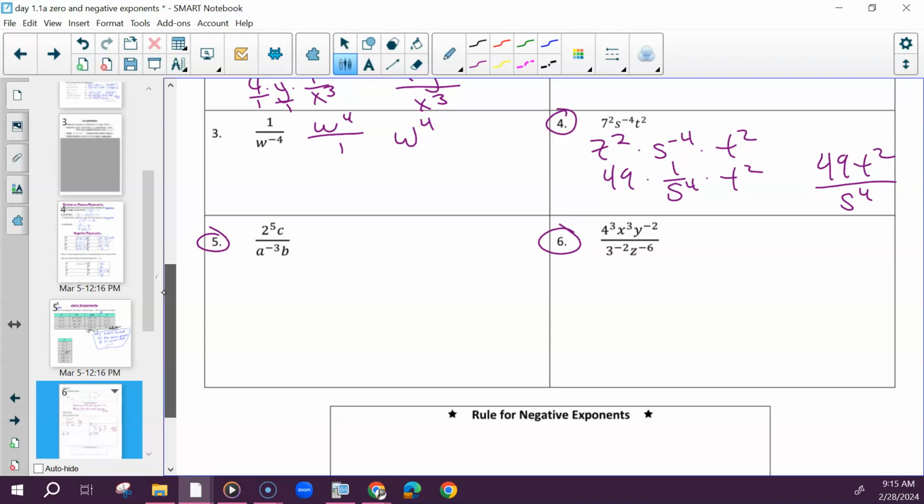I'm going to try to separate less so that we kind of see how this progresses and we can show less work. So of these things, I know 2 to the 5th can be figured out. We can figure out what that is. C is not going to change. A to the negative 3 is in the denominator. It has a negative exponent. It's going to get moved. B is not going to change. So let's figure out what 2 to the 5th is first. 32.